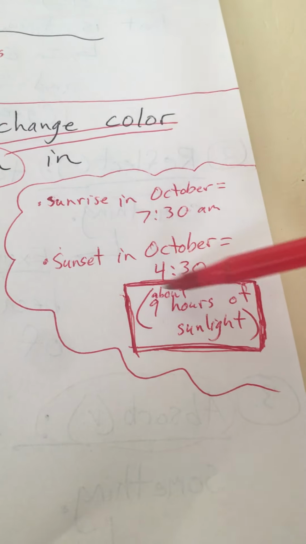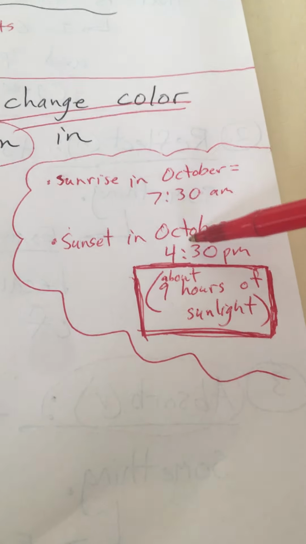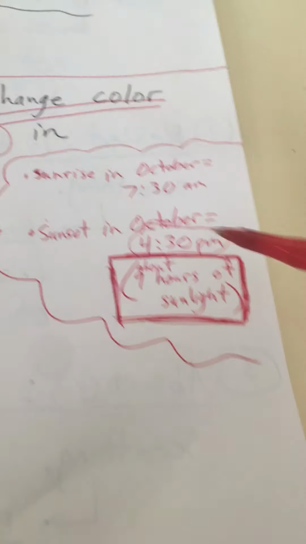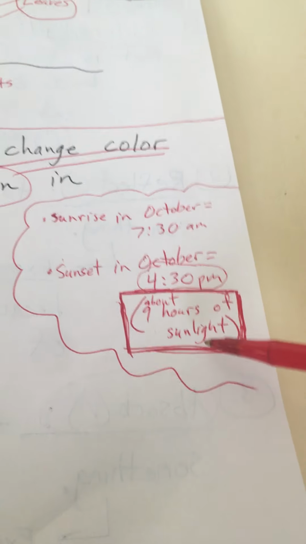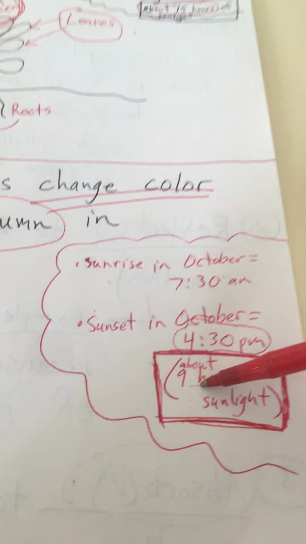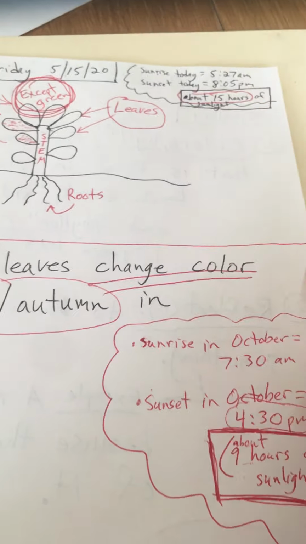But sunset is earlier. Today it's going to be after 8 o'clock. Think about October. We get home from school and it's already getting dark. It gets dark at about 4:30. So there's about 9 hours of sunlight in October. So now there's 15 hours of sunlight. In October, there's only 9 hours of sunlight. So that's 6 fewer hours of sunlight than there is now.